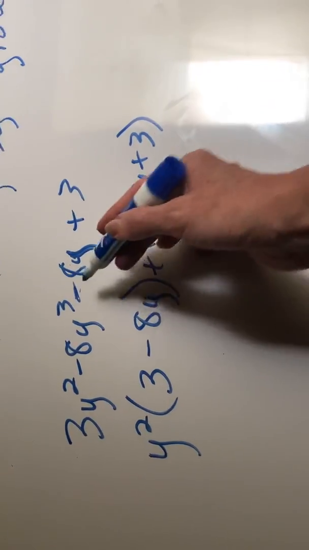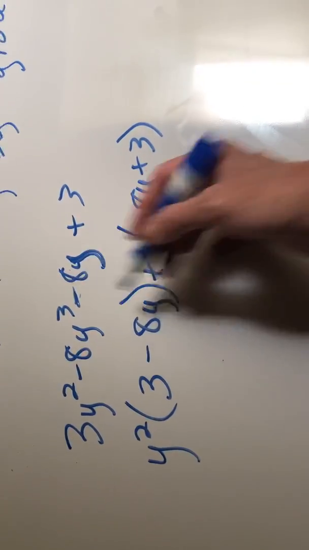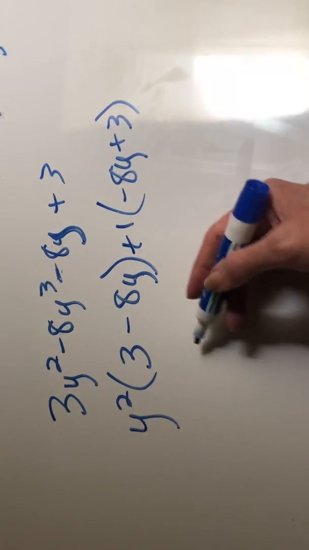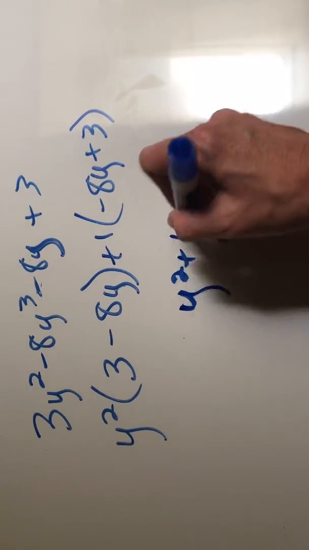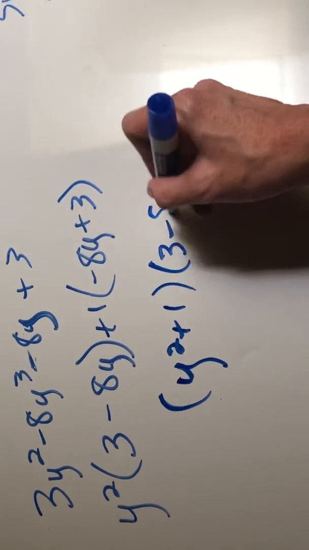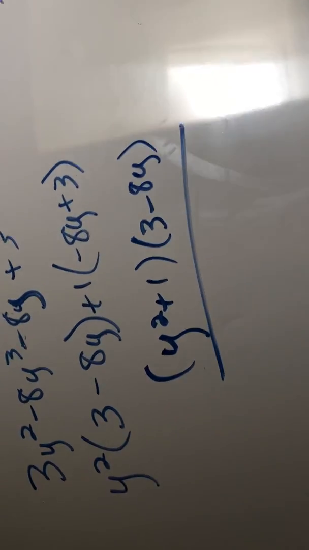So you've got to watch that. You've got to be careful with that, because usually I always say to take that negative out, but we can't, to make our parentheses the same. So y squared plus 1, and then 3 minus 8y. So there's that way to do it.